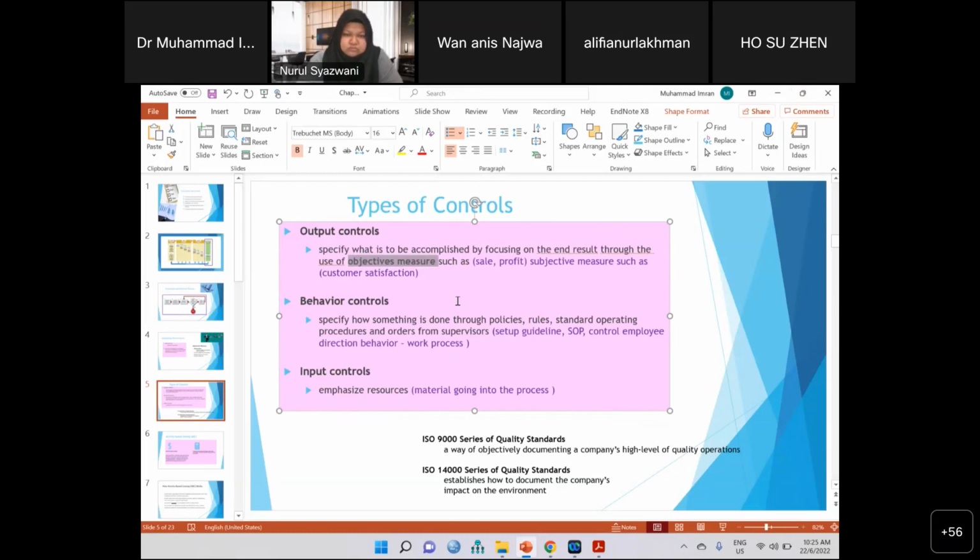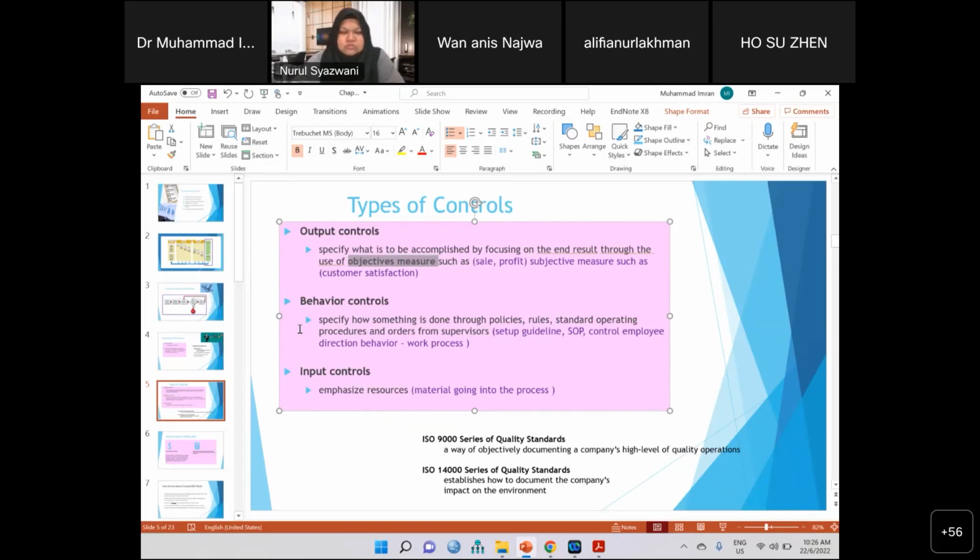Anyway, behavioral control is how something is done, through policies, rules, standard operating procedures, orders from the supervisor, such as set-up guidelines. Standard SOPs, meaning standard operating procedures, control employee direction, behavior, work process, etc. And the third one is the input controls. They emphasize resources such as knowledge, skills, abilities, values, and the motives of the employees.